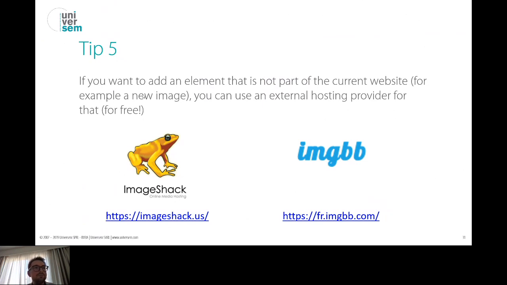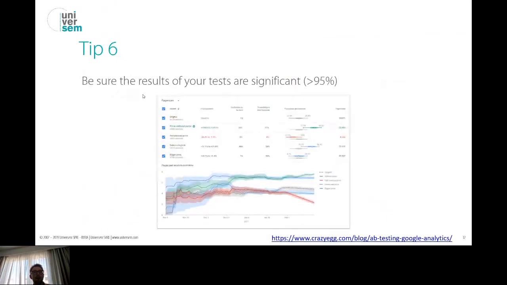And finally, be sure that your tests are significant. That means more than 95% significance, the probability to beat the baseline. And you can see it here in the Google results, but actually it won't show it in green if you don't have at least 95% probability to beat the baseline. And so now you can see which variant is the best one, and what you need to implement.